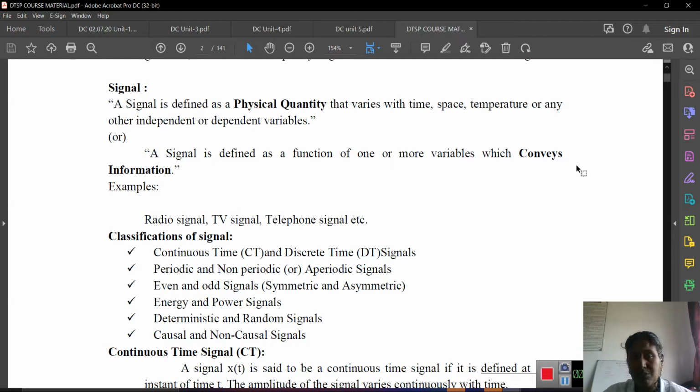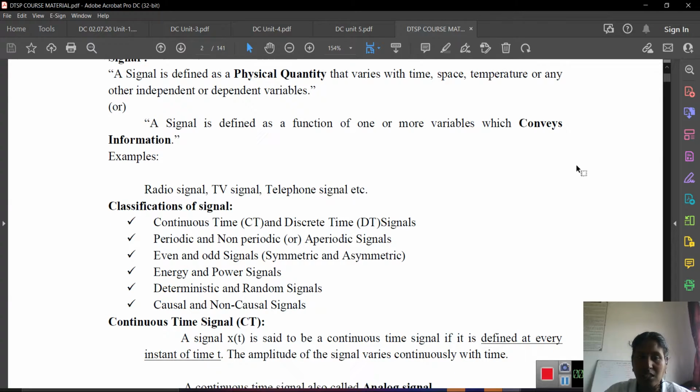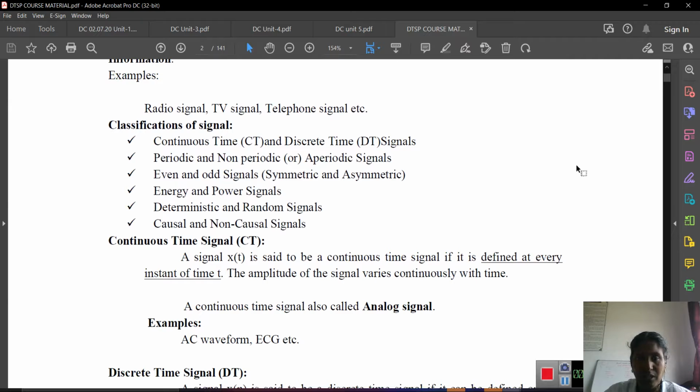A signal is defined as a physical quantity that varies with time, space, temperature or any other independent or dependent variable. Otherwise, a signal is defined as a function of one or more variables which conveys the information. Examples may be radio signals, TV signals, telephone signals, etc. Other signals are also available.